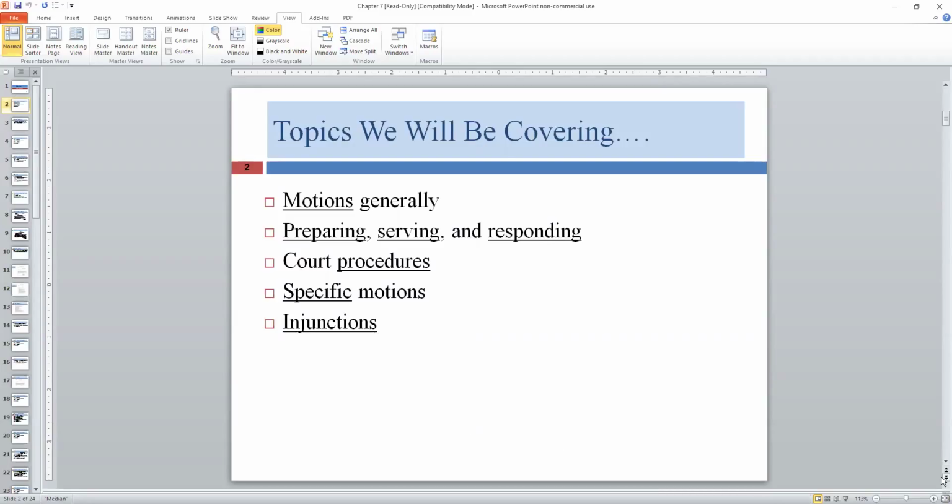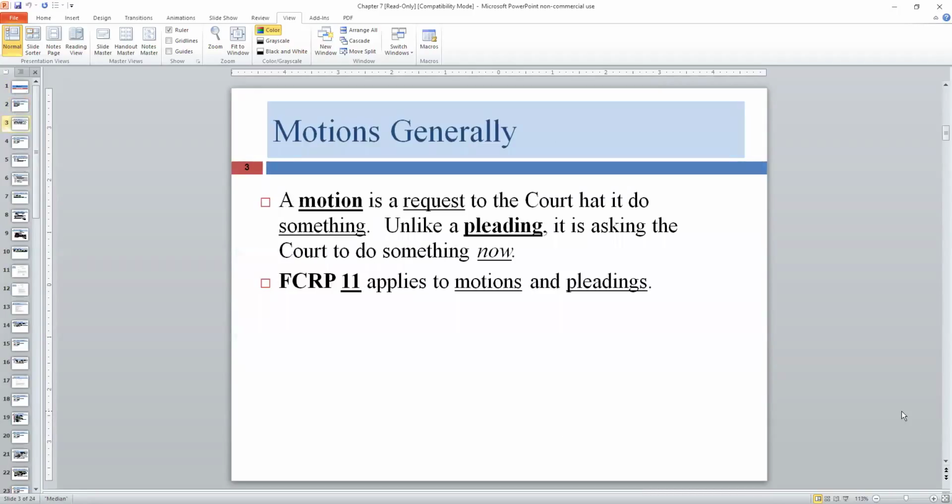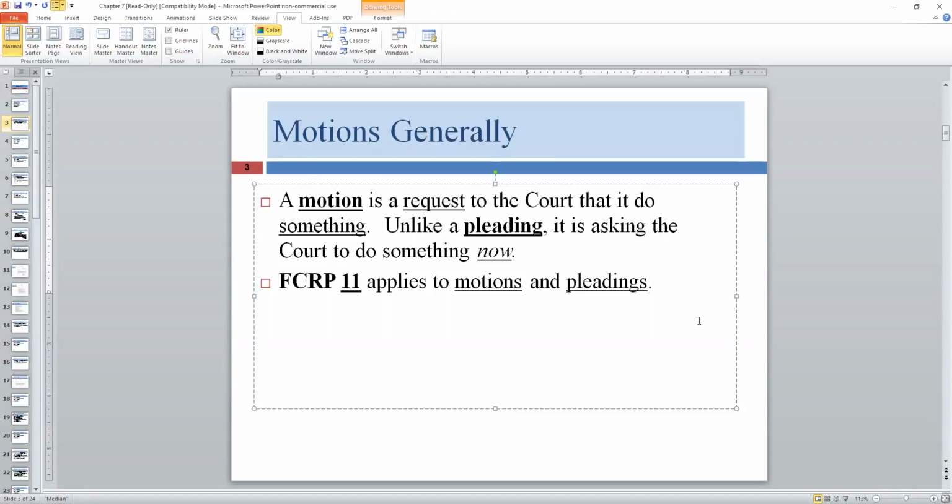Let's get started. Okay, what is a motion? This is just a definition from the textbook. A motion is a request to the court that, I have a typo here, that it do something. The difference between a motion and a pleading is primarily that a motion is requesting the court do something now. A pleading is designed to kind of go into effect or be relevant at trial. You're presenting your arguments for a day in the future.